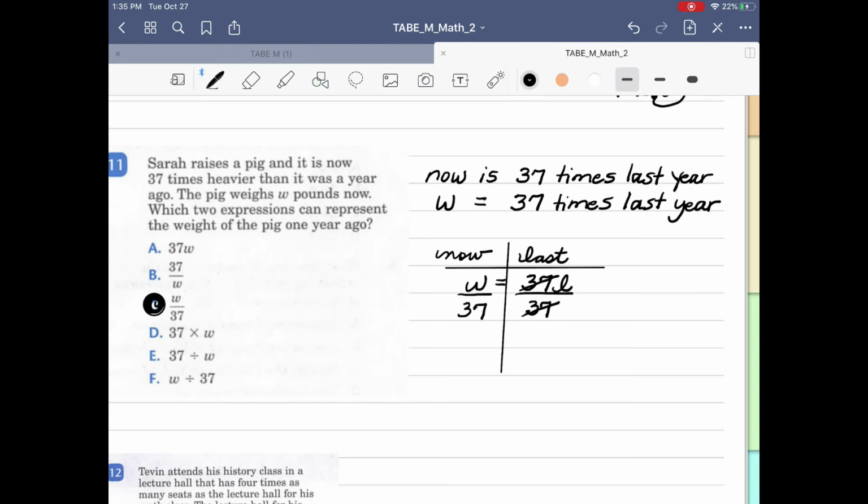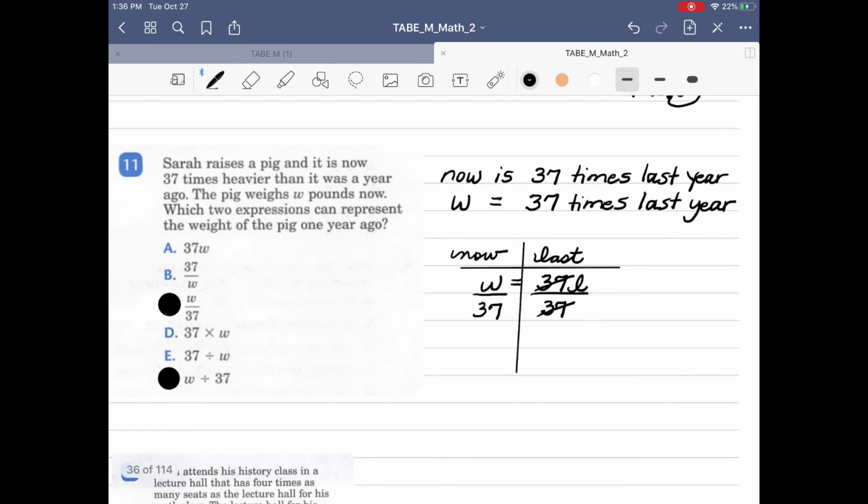Guys, this is a high set level problem. This is a tough question. And the other one that says the same thing is F. You would have to divide its weight now by 37 to find out its last year's weight. So sometimes they don't give you the other number. They want you to sort of reason through the problem. So number 11 is C and F.